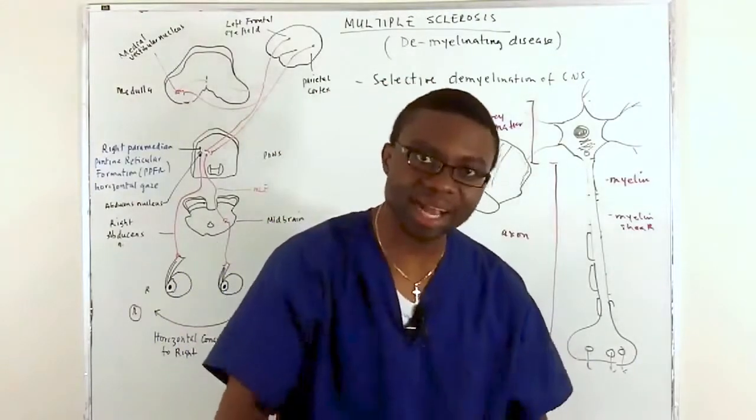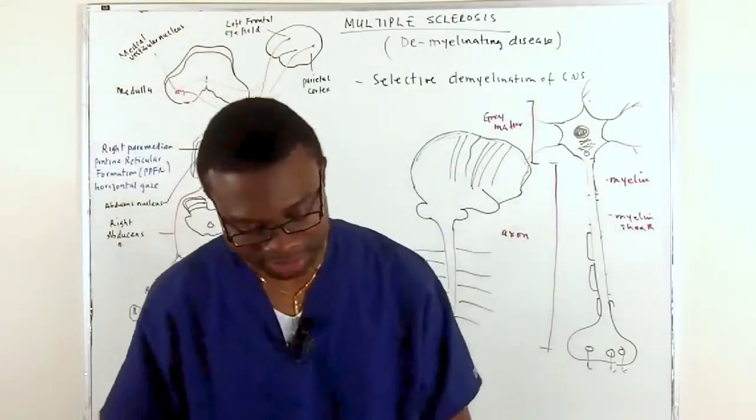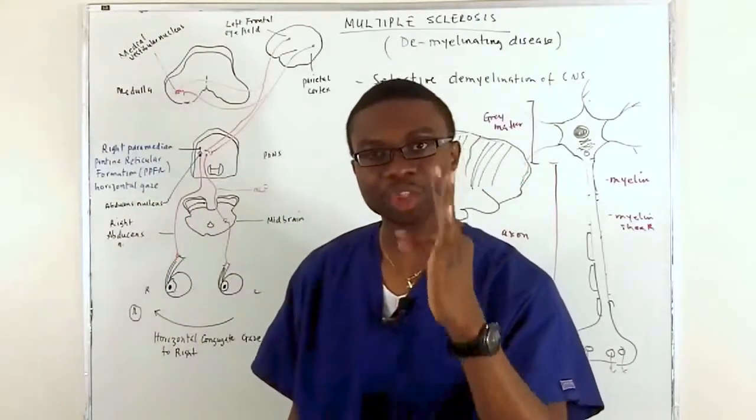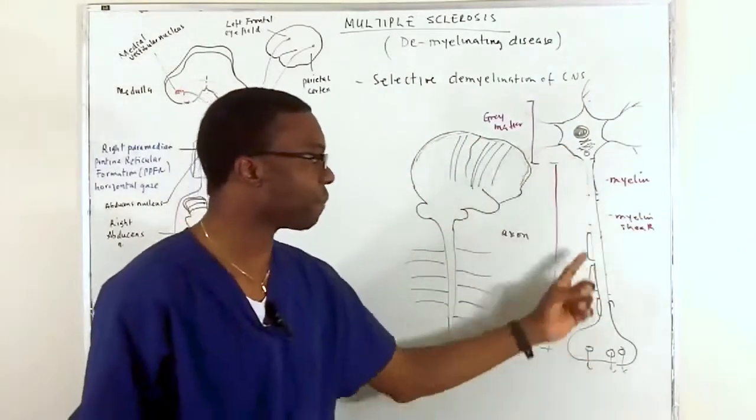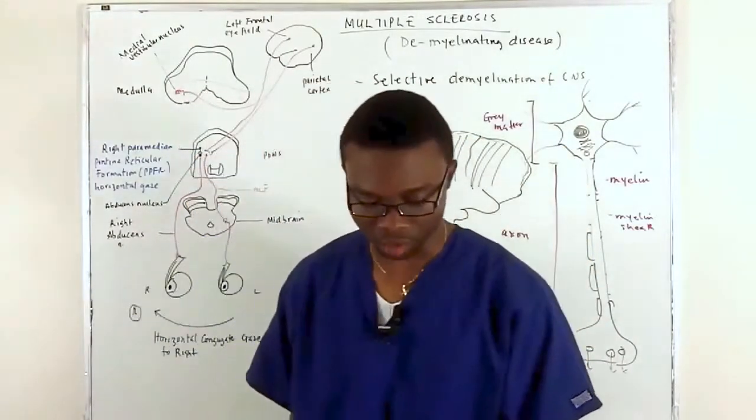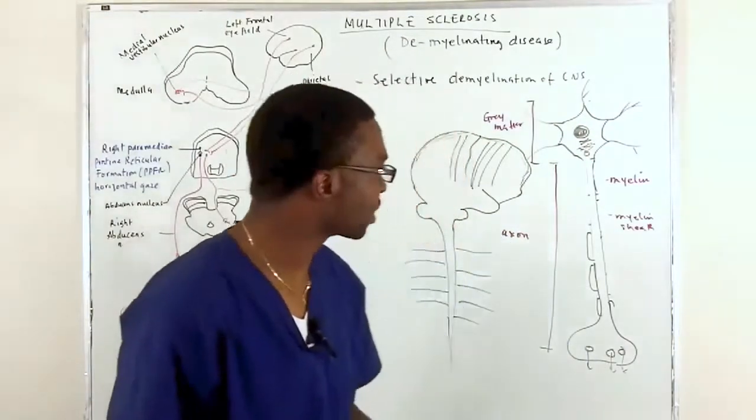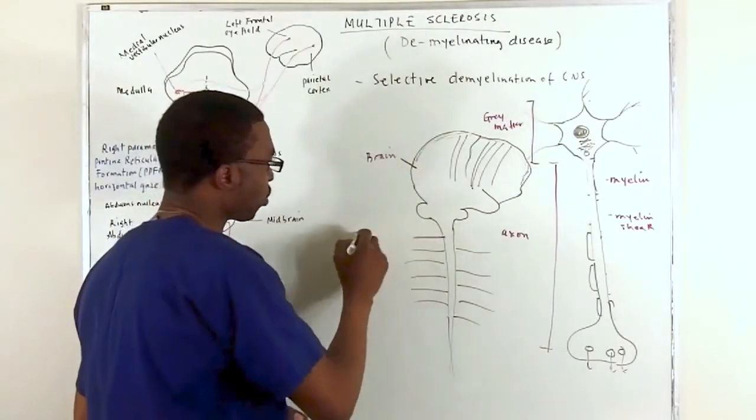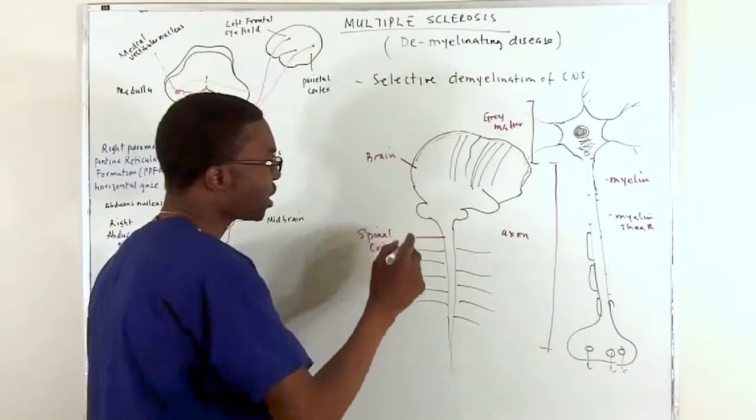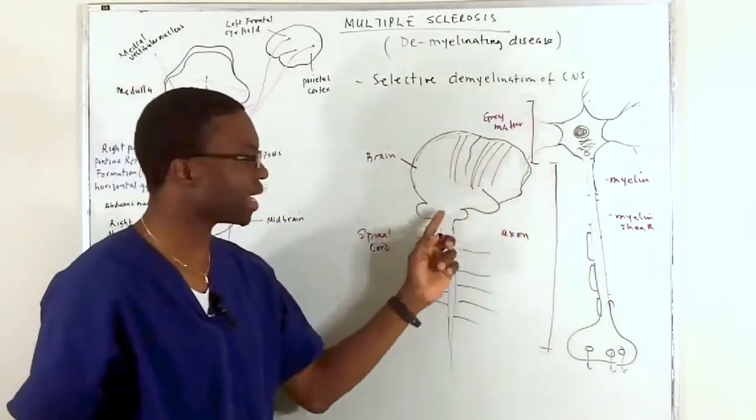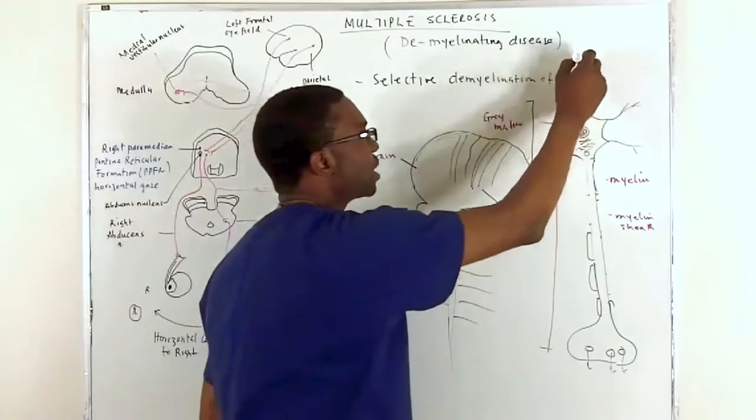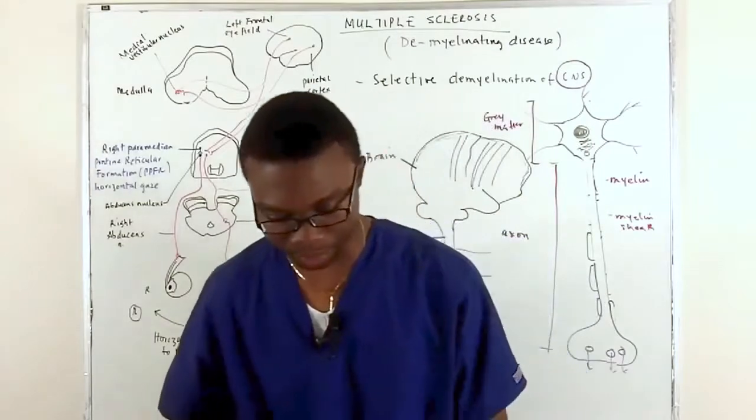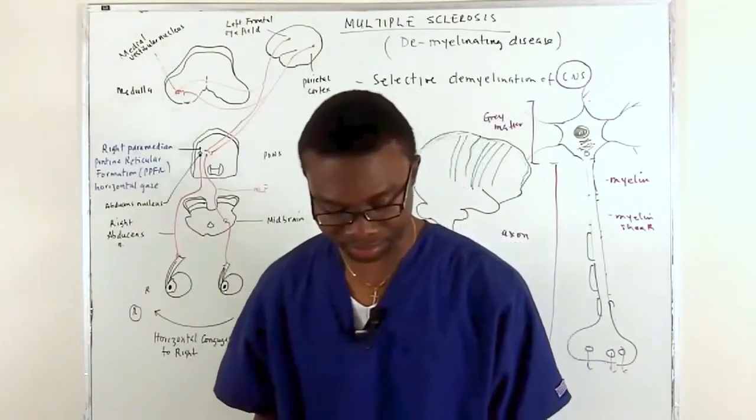Well, it's not going to be able to fire as it used to. So therefore, demyelination of multiple sclerosis is strictly restricted to the white matter, which is the axons of the neurons. And this affects both the brain and the spinal cord, because these axons run through the brain and also the spinal cord, which makes up our what? Central nervous system, and also the peripheral nervous system is affected.